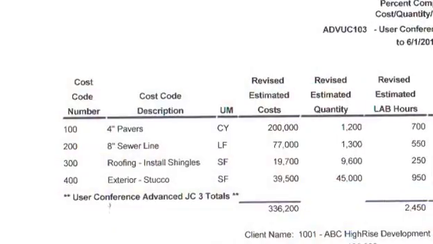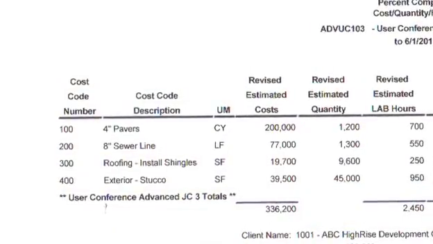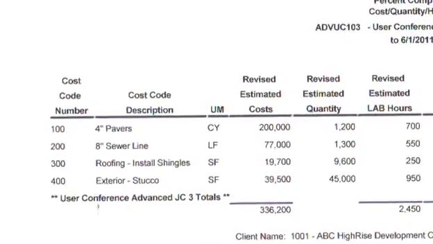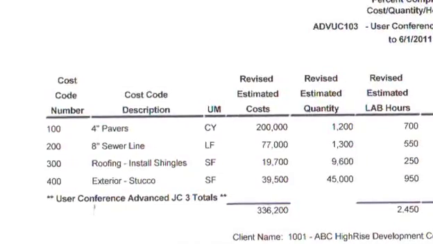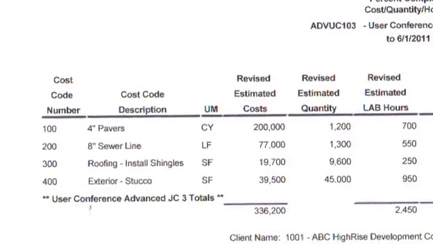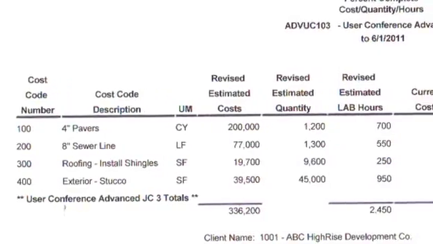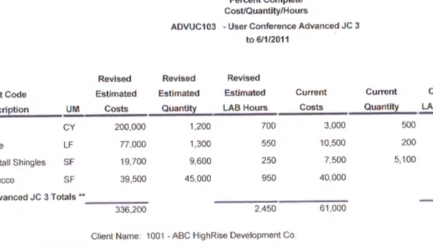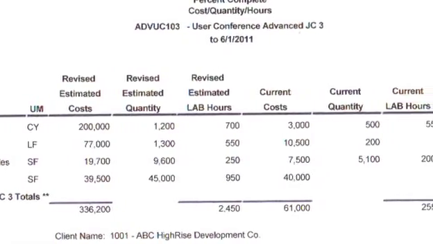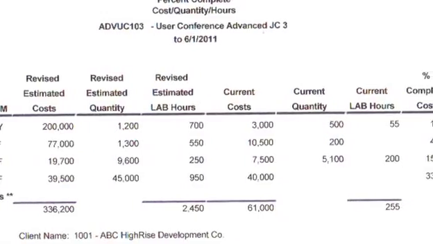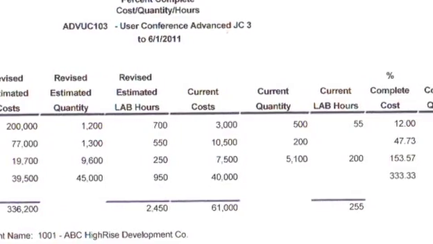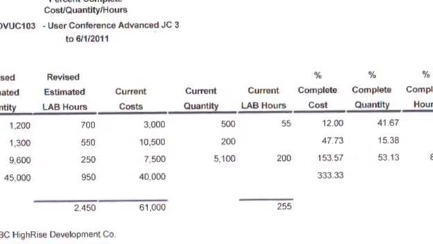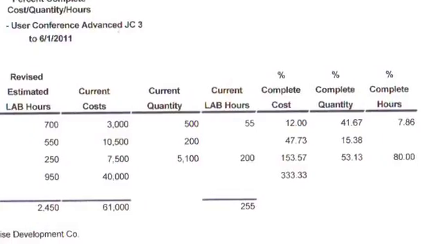I'll get to you in 1 second here. So I've got this cost code structure here of 4-inch pavers. There's a unit of measure. There's 8-inch sewer line, roofing installed shingles, exterior stucco. Unit of measure, my estimated quantity. So my quantity relates to my unit of measure. I've got estimated labor hours. And then you'll see there's a percentage of completion that I can calculate based on the estimate versus actual, not only on labor hours, but on the quantities installed and the cost incurred. Huge.